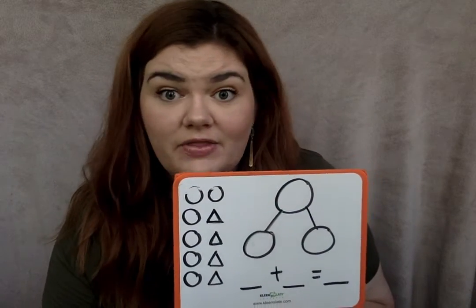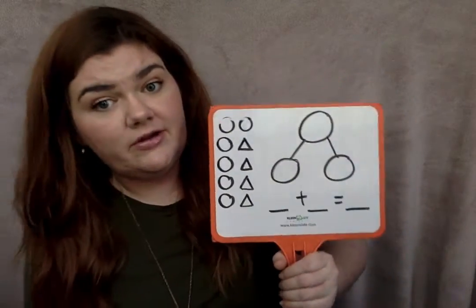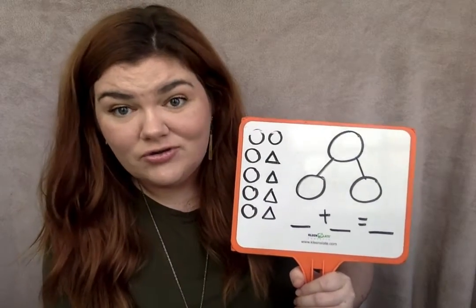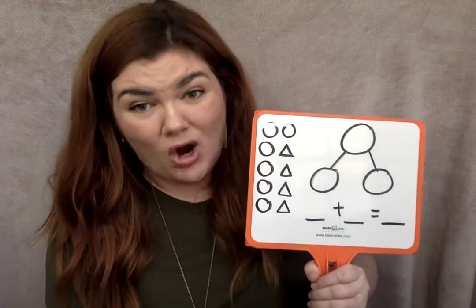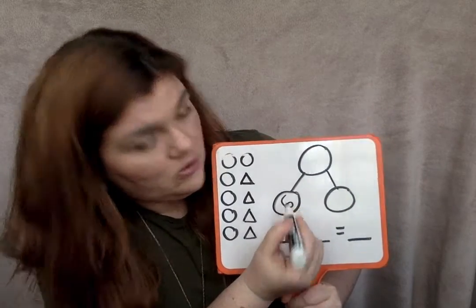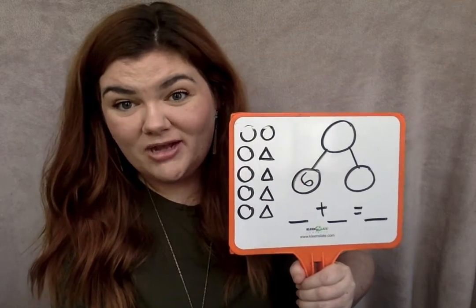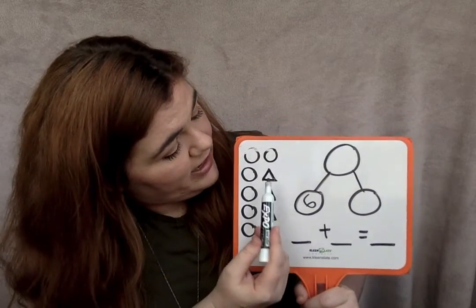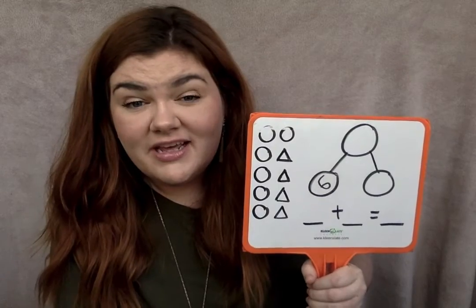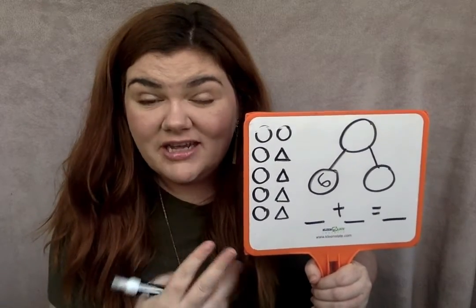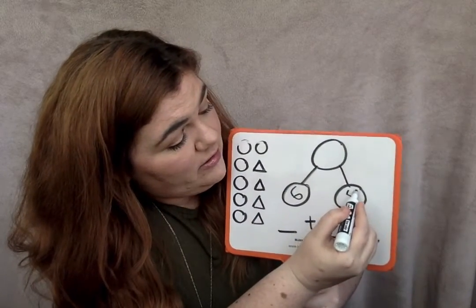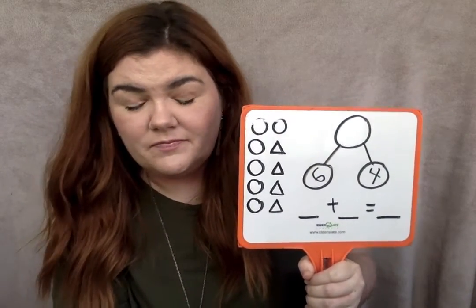Now that you're back from pausing, let's do it together. We have 1, 2, 3, 4, 5, 6 circles. That's one part of how many shapes we have, so that's going to go in one part of our number bond. Then we have 1, 2, 3, 4 triangles. That's the second part of how many shapes we have, so that's going to go in the other part of our number bond.